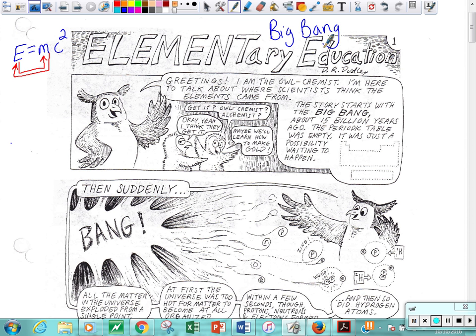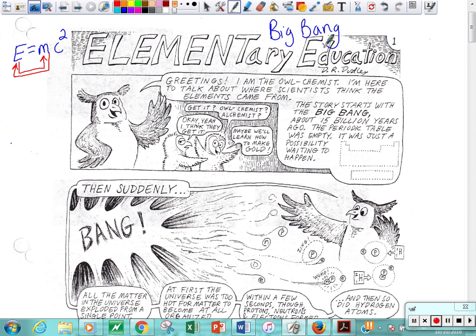Okay, let's just start. We're going to read one kind of little box and explain it. So it might take us some time to get through these few pages of comics, but hopefully by the time we're done, it will all make sense. Okay, let's start. It says here, this is Owl. He says, "Greetings, I am the alchemist. I'm here to talk about where the scientists think elements came from."